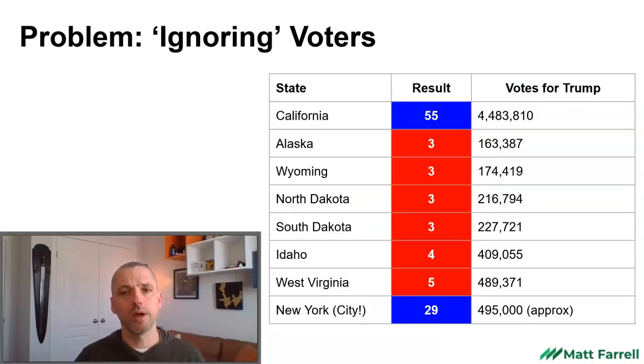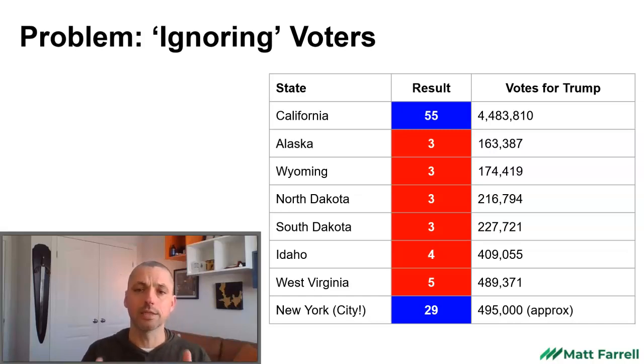There's also the problem of ignoring voters, and this kind of speaks to that proportionality argument. In a state like California, these are numbers from the 2016 election. California had 55 Electoral College votes in that election. Donald Trump got about 4.5 million votes. That's a lot of votes. How many Electoral College votes did he get because of those? 0. It's a winner-take-all state. Even if a candidate wins California by one single vote, they get all 55 points.